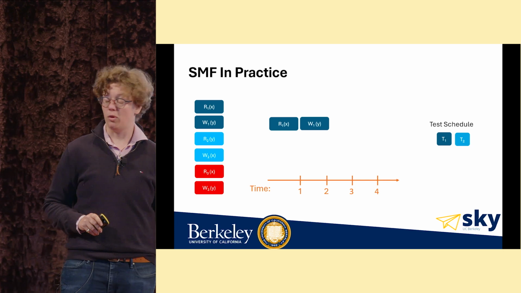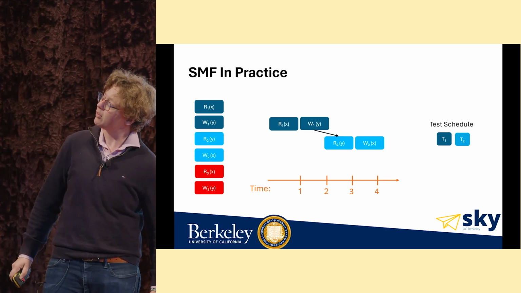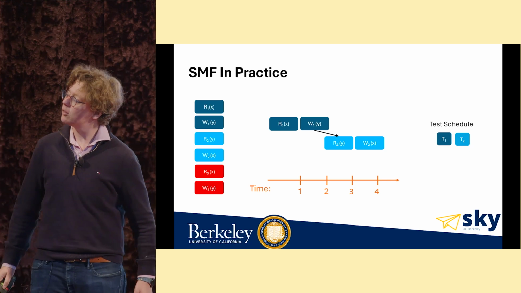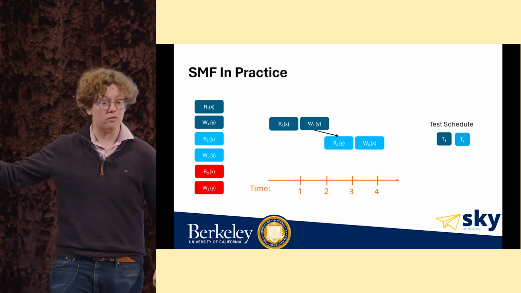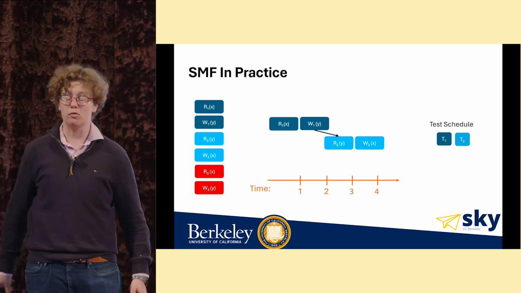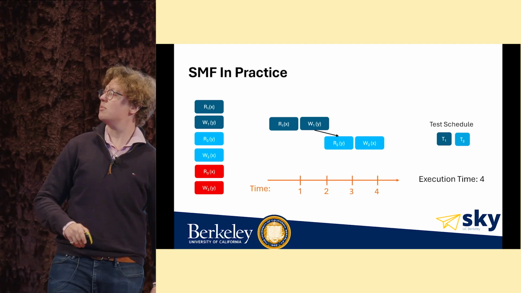Let's test the schedule T1, T2. Well, T2 conflicts with the write of T1, and so that read needs to see the write, and so would have to wait for the write to finish, and so it would take you 4 time units to execute the schedule.